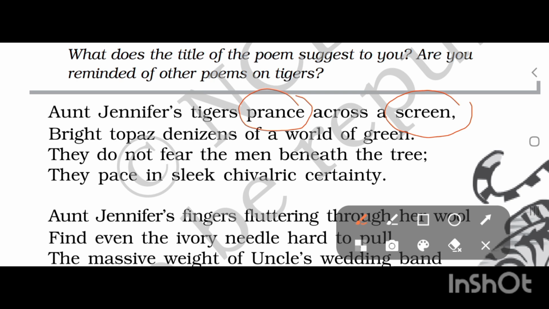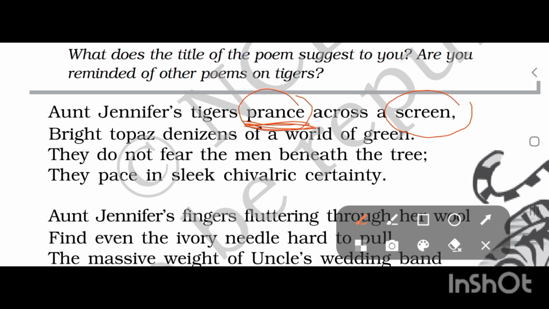So this shows that the tigers are free, the tigers are bold as they are jumping. Prance means what? They are jumping everywhere, here and there. So this is exactly what Aunt Jennifer is doing. On a canvas, she is doing her embroidery, and in her design, she has actually drawn tigers, which are free and bold.